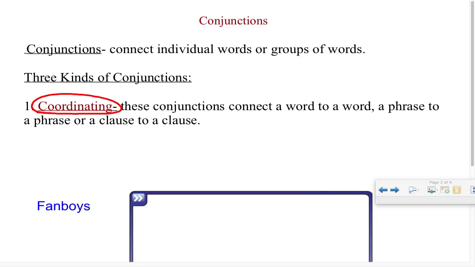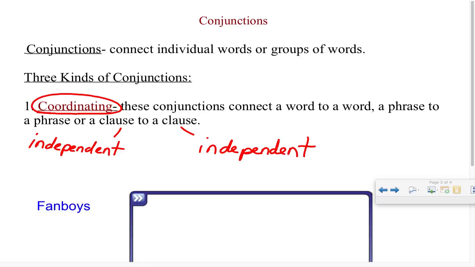Coordinating conjunctions. And what type of clause are they going to connect when they go clause to clause? The coordinating conjunctions are going to connect independent clauses. So two independent clauses are going to be connected, and then you're going to have that coordinating conjunction with a comma, usually an and, a but, an or, or the more popular so. You can throw a so in there. But they're the FANBOYS. That's what they're called.